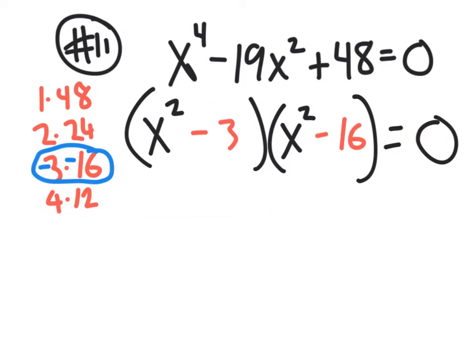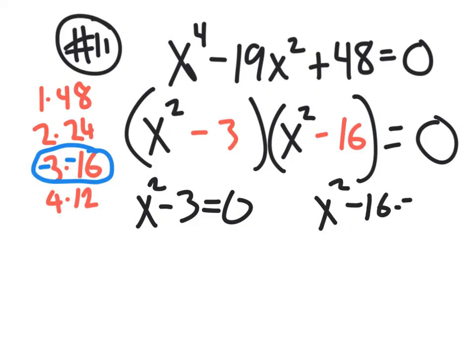So I'm going to split it now using the zero product property. X squared minus 3 equals 0. X squared minus 16 equals 0. I hope you guys are keeping up. This is part of your homework anyway. And I need to solve both of these equations. How do I solve this first one? What do I do? Plus 3. Yes, add 3. Thank you. And you're going to end up with x squared equals 3.